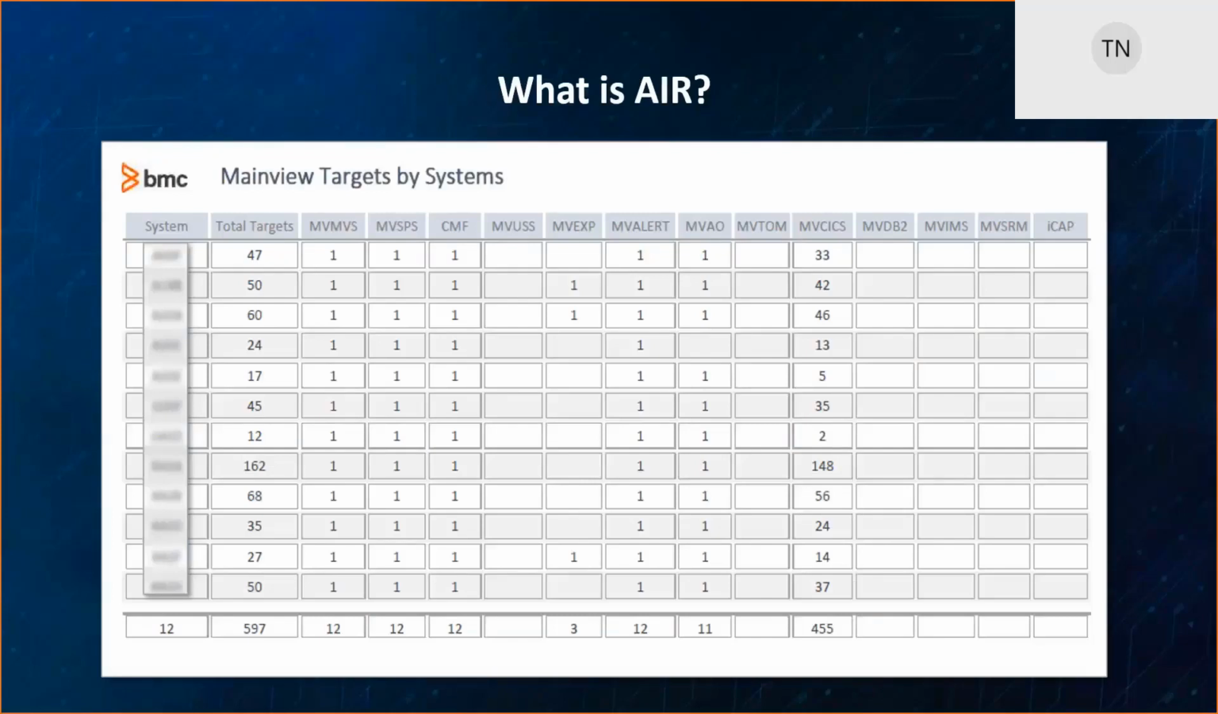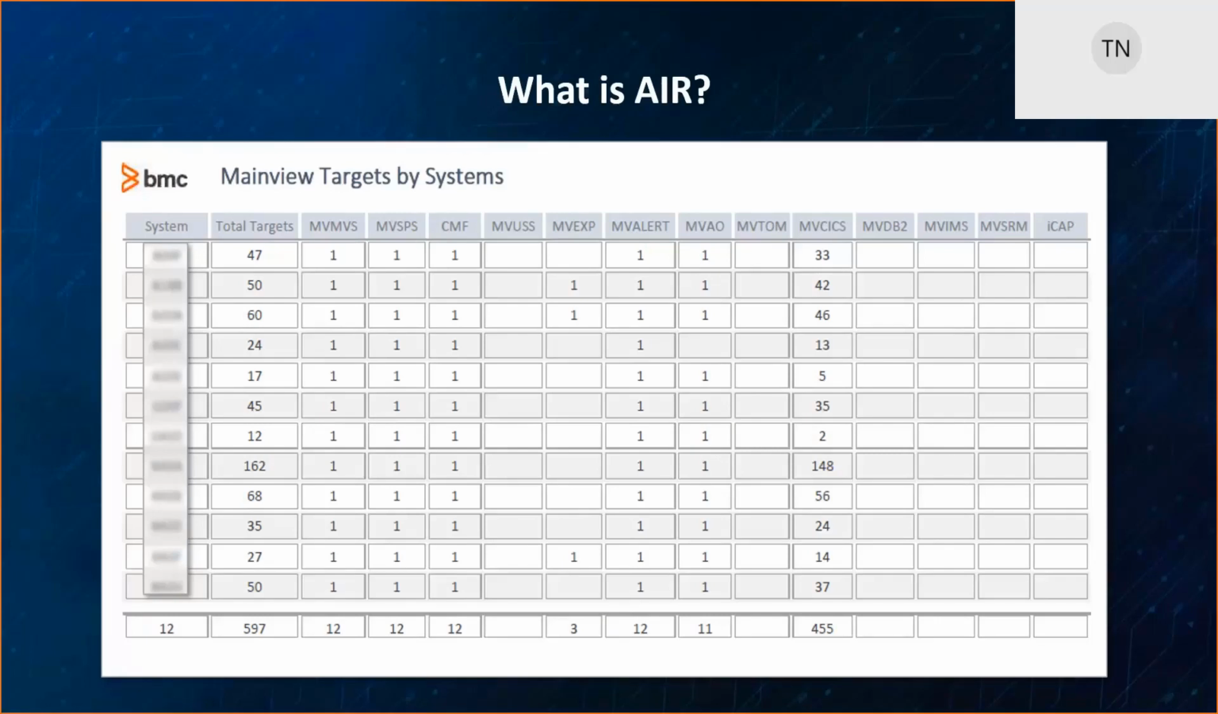So let's click here to get an example of one of the high-level reports. This tells us the number of targets per product per system. The column on the left is the system name, and it's not your eyes, I've blurred those out. You can see at the bottom of this first column, there are a total of 12 of these systems. The next column is the total number of targets. That is the number of AMIOPS targets being monitored on that LPAR. The rest of the columns are potential AMIOPS products.